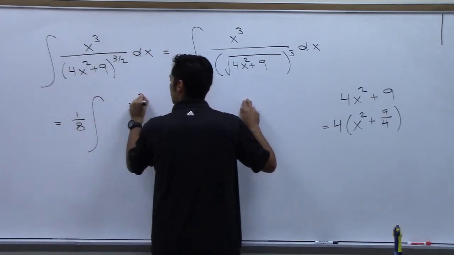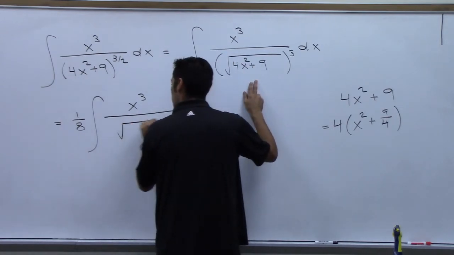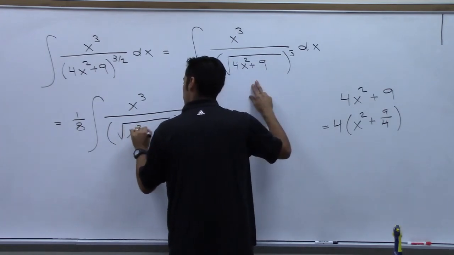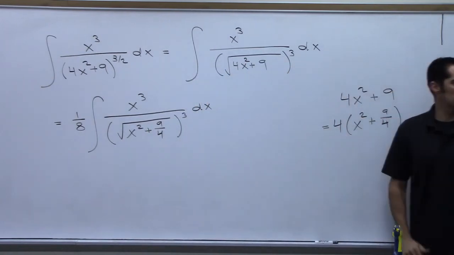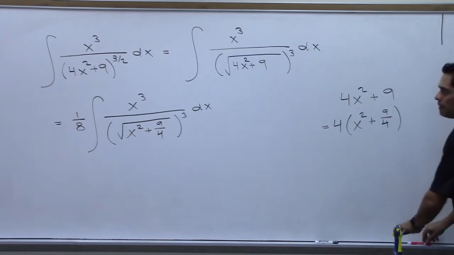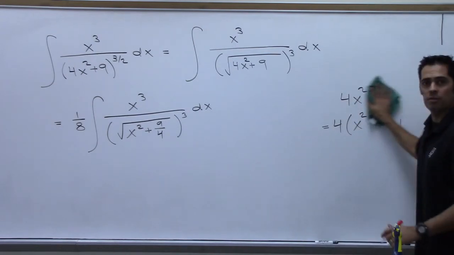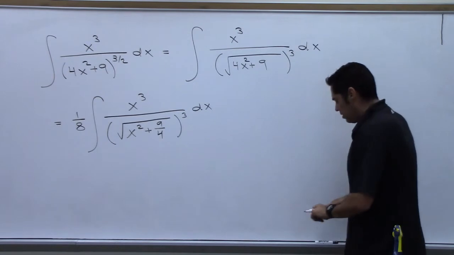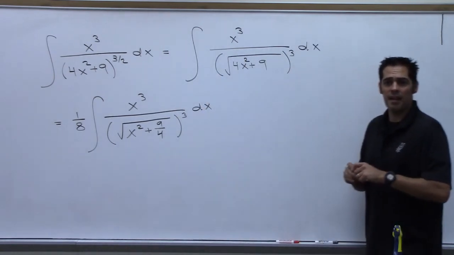Yeah, once you see it the first time, then you know kind of what I'm doing. This is now going to be square root of (x squared plus 9/4) cubed, right? Now that looks like x squared plus a squared. All right, what's my trig substitution going to be? x is a tan theta, right? That's the one I'm going to use. x is a tan theta.